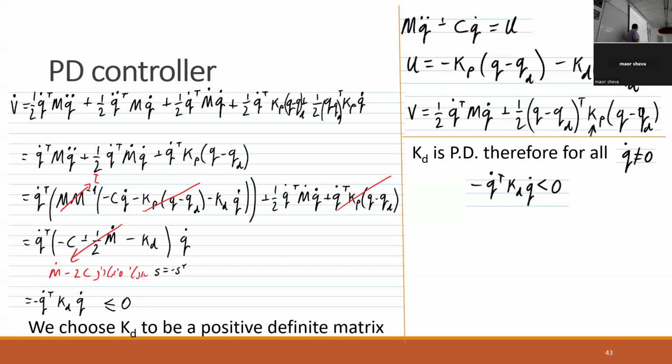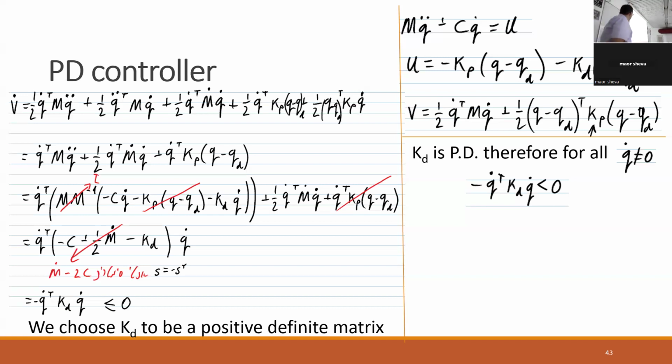And if I choose Kd to be a positive definite matrix, this V dot will be negative. And this is what we want to prove. Kd is positive definite for all q dot which is not 0. And therefore, minus q dot transpose Kd q dot is strictly negative for every q dot which is not 0.